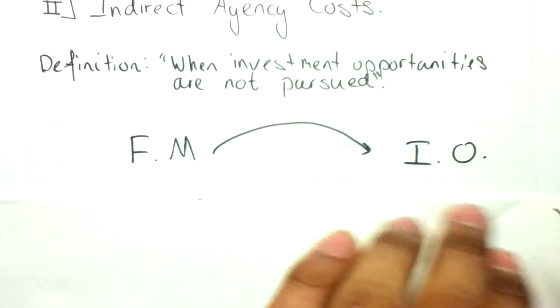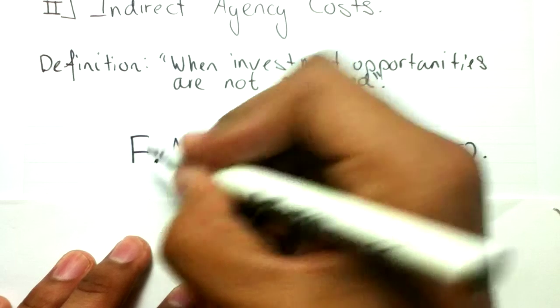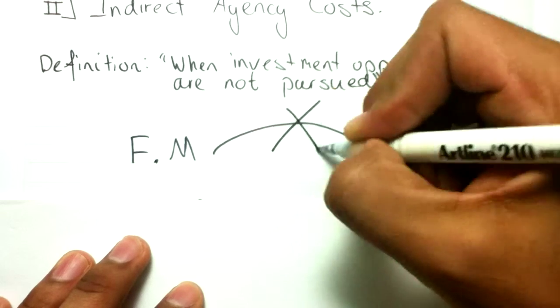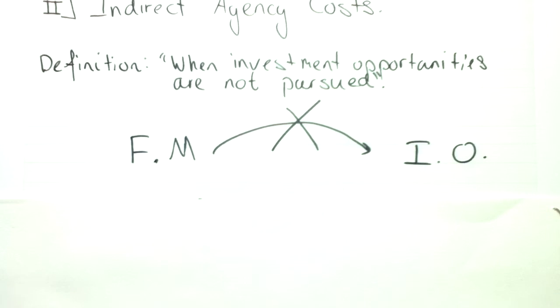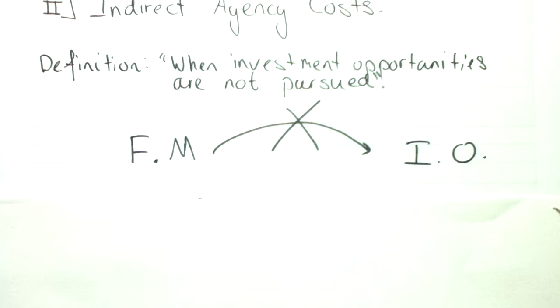But this investment opportunity is good for the company. It will maximize the current value of existing shareholders. But the financial manager chooses not to take it. Why? Why would a financial manager do this? Well, here's an example. Let's say two companies merge. So when two companies merge, the financial manager's job isn't so static anymore. His job is at risk. He or she, as a financial manager, runs the risk of losing their job.